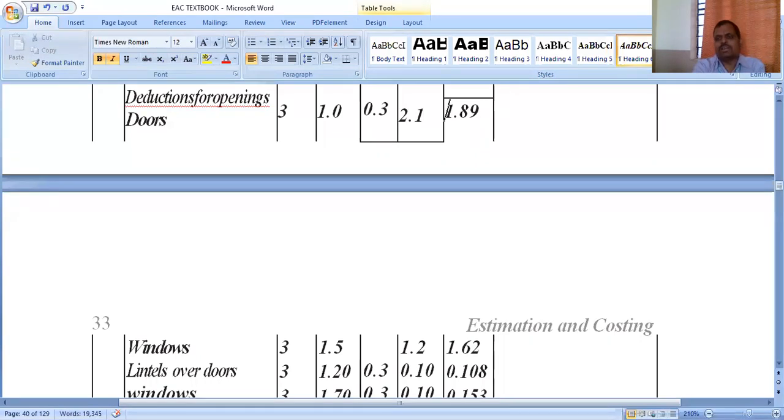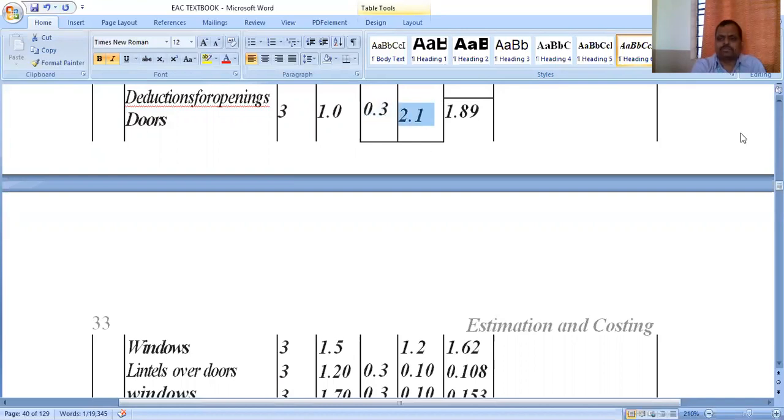So how do we make our calculations, or how do we solve the problem? The total number of doors is 3, which is written here. Multiply it with the length, which is no doubt 1 meter. Which width do we have to consider? The width of the brickwork is 0.3 meter, so the same width we have to consider. So it will be 0.3 meter, and the height will be 2.1 meter respectively.